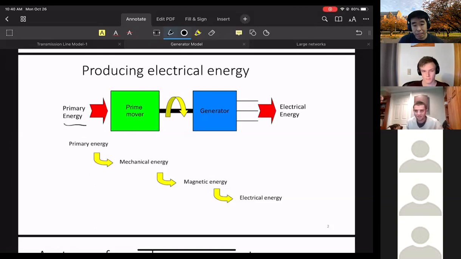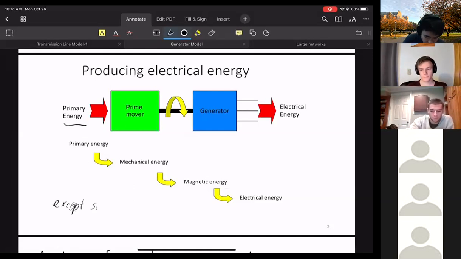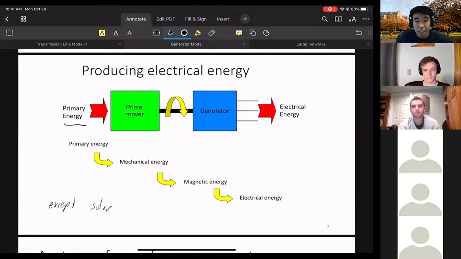There is one special exception to this idea of going from primary form to mechanical form to electrical form. Can you think of a generation technology that doesn't follow this flow? For most of the things we use, there's one exception: solar. Solar skips this internal step. Solar just says I have some radiation, I'm going to produce electricity directly.